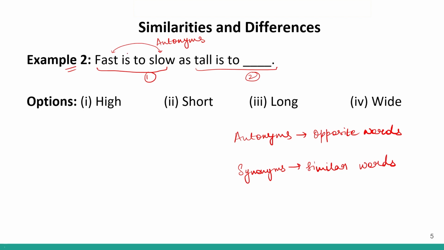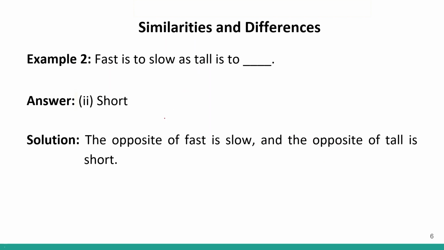So here, fast and slow are antonyms. So similarly, we have to find an antonym for tall. So the antonym for tall will be option number 2, short. So option number 2, short, will be our answer. So the opposite of fast is slow. Similarly, the opposite of tall is short.